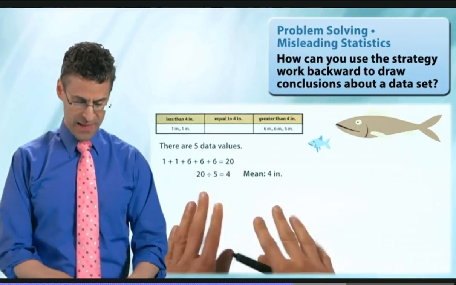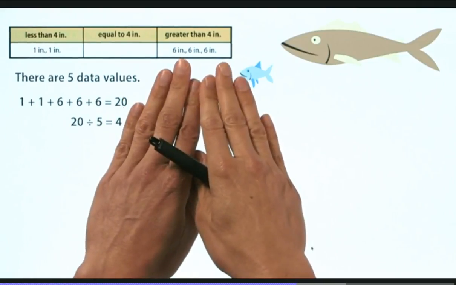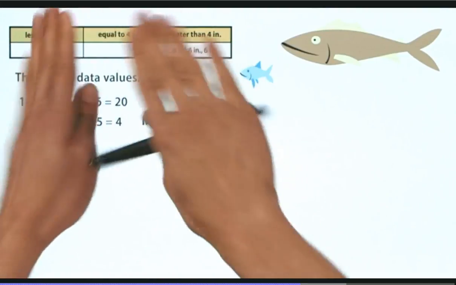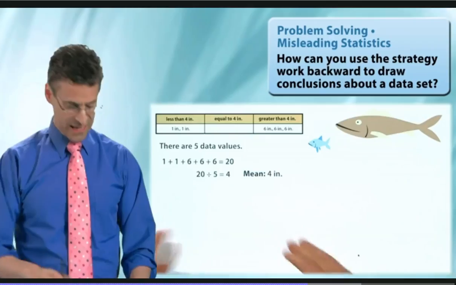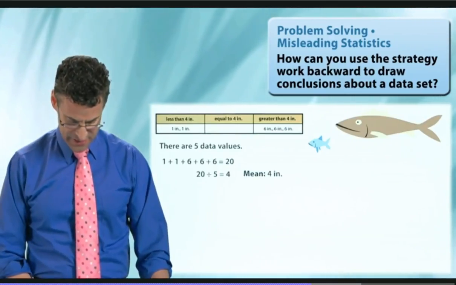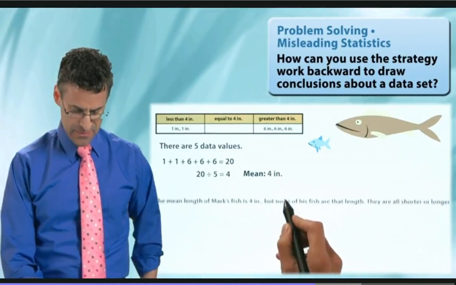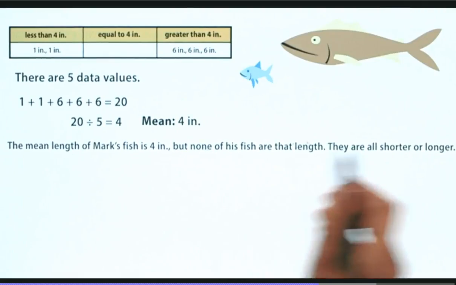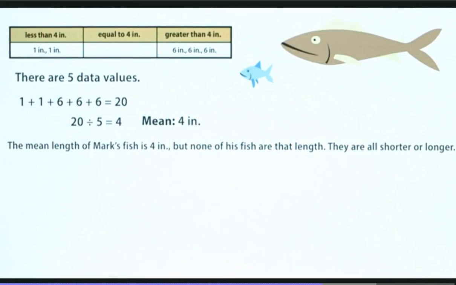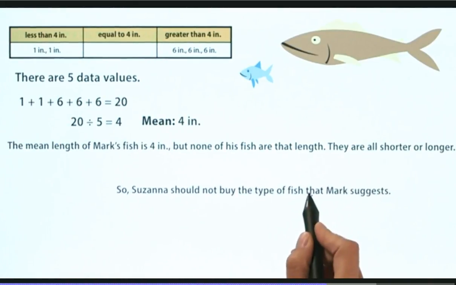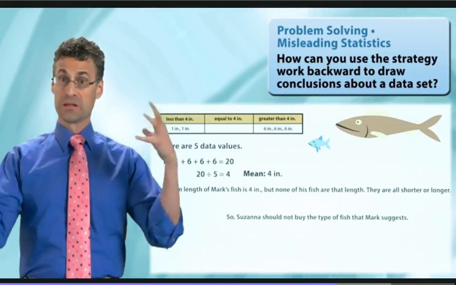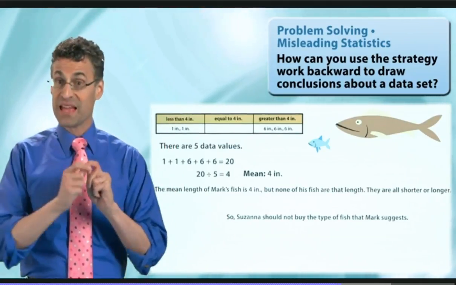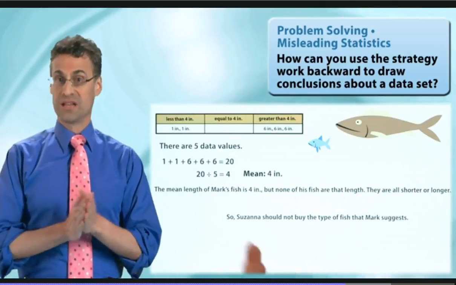In this case, his data set has really large values and small values, and they average out somewhere in between. But none of the fish really are 4 inches. Since the mean length of Mark's fish is 4 inches, notice that none of them, in fact, are that length. They're either longer or shorter. And so my conclusion is that Susanna probably should not buy the type of fish that Mark suggests, because they either grow up to be really, really big and strong, or really, really tiny and maybe still strong, but certainly not 4 inches.